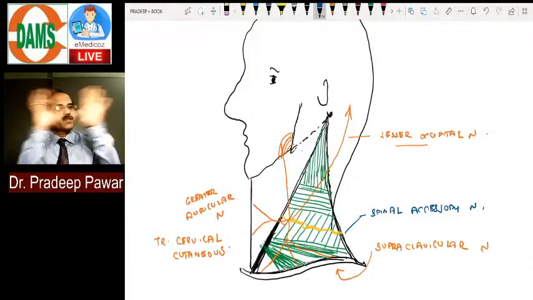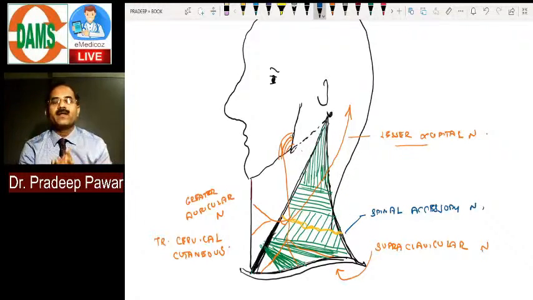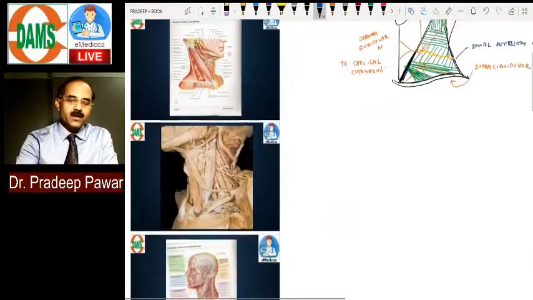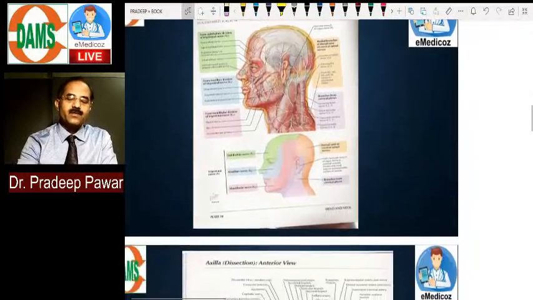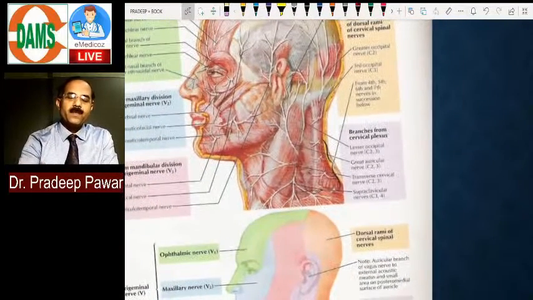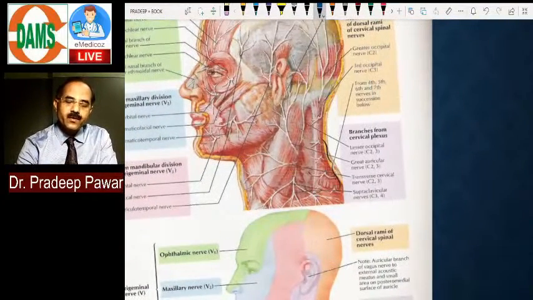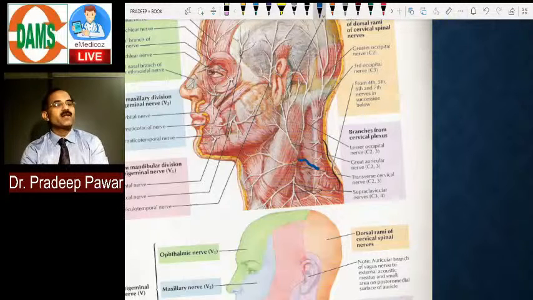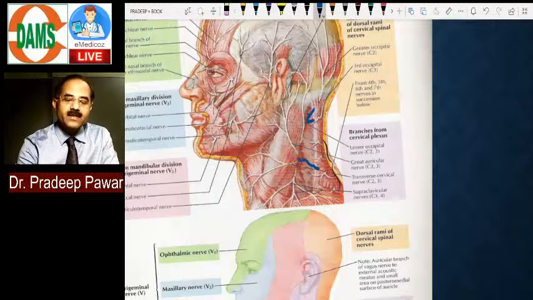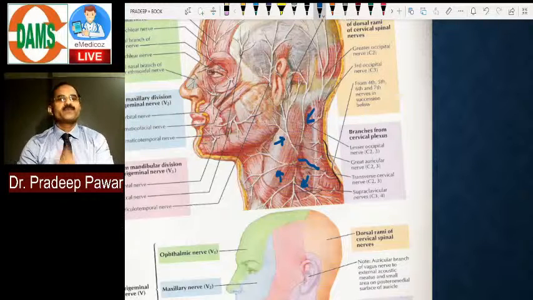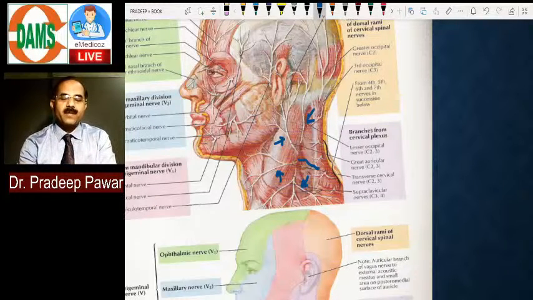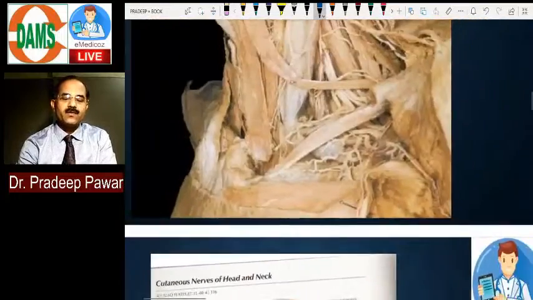So to summarize, once again, quickly have a look at this slide. Look at this dissected specimen. He's not drawn this nerve here. What was this nerve which is not shown here? That's the spinal accessory nerve. That's the lesser occipital, that's the greater auricular, that's the transverse cervical, and this is the supraclavicular nerve. So these are the branches of cervical plexus which lie in the posterior triangle.